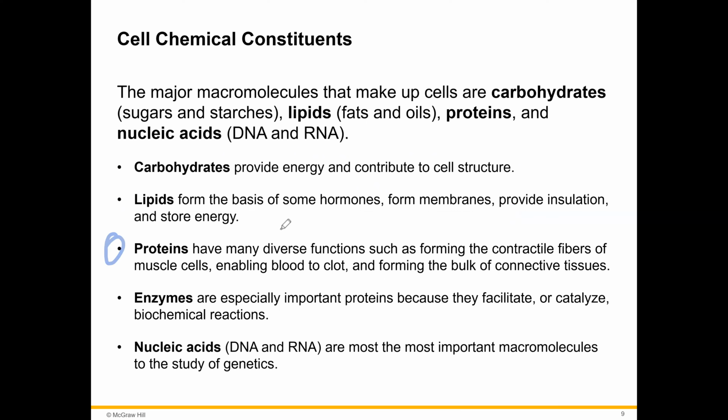Proteins have many diverse functions, such as forming contractile fibers in muscle cells, enabling blood to clot, forming the bulk of connective tissue. Enzymes are proteins. They are especially important proteins because they facilitate or catalyze biochemical reactions. Nucleic acids, DNA and RNA, are the most important macromolecules to study in genetics.